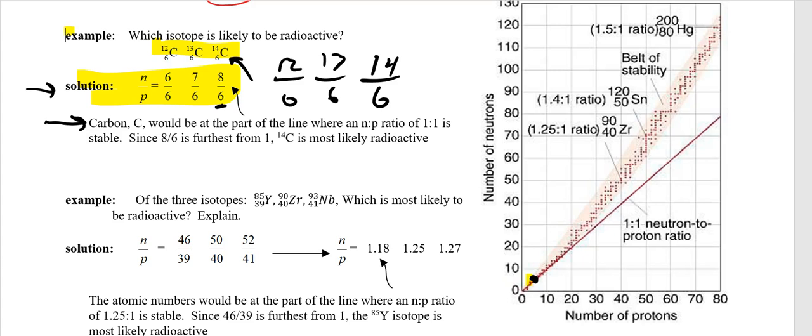Remember, we're looking for the one that comes off the line. It could be too high or too low. It doesn't really matter. Just the one furthest from the zone, this whole zone of stability.